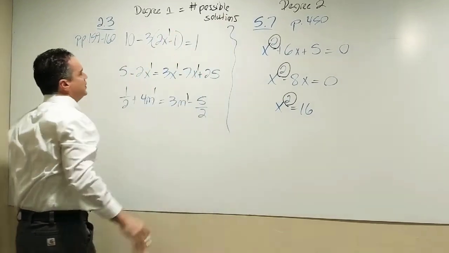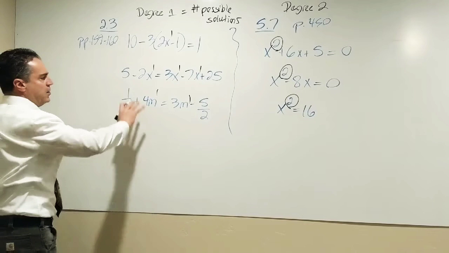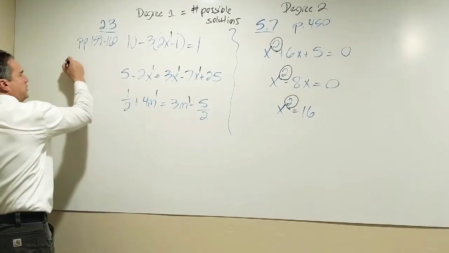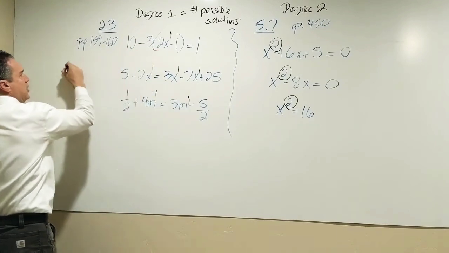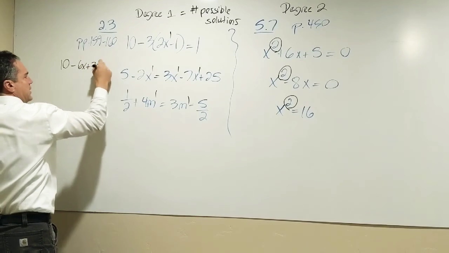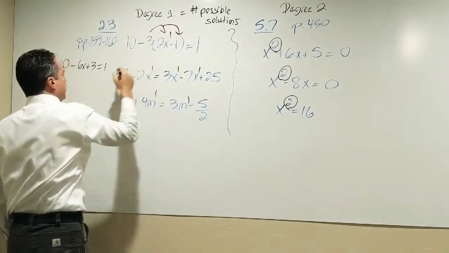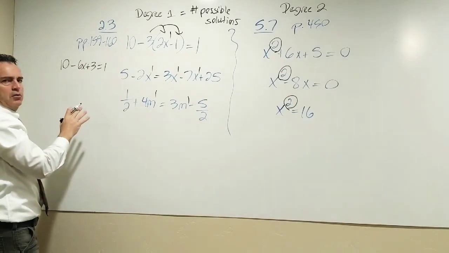So if we take one of these problems, like 10 minus 3 times 2x minus 1 equals 1, or any one of these, and we do it, so we take the three-step process of solving. Do we have fractions? No. Do we have parentheses? Yes. So we'll distribute the parentheses, which becomes minus 6x plus 3 equals 1, because we're going to take this to here and to here. And then we're going to do the addition principle. Cameraman, can you see all this? We all good? Yes. Yeah, okay.